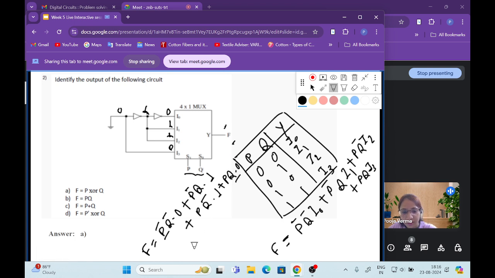So these will be cancelled out. That means 0. So what is left? P dash Q multiplied by 1, so P dash Q only. Similarly, here also P Q dash. Right? It is in which form? XOR form, P dash Q plus P Q dash. So we can write it P XOR Q, right? So this one is the final output F.